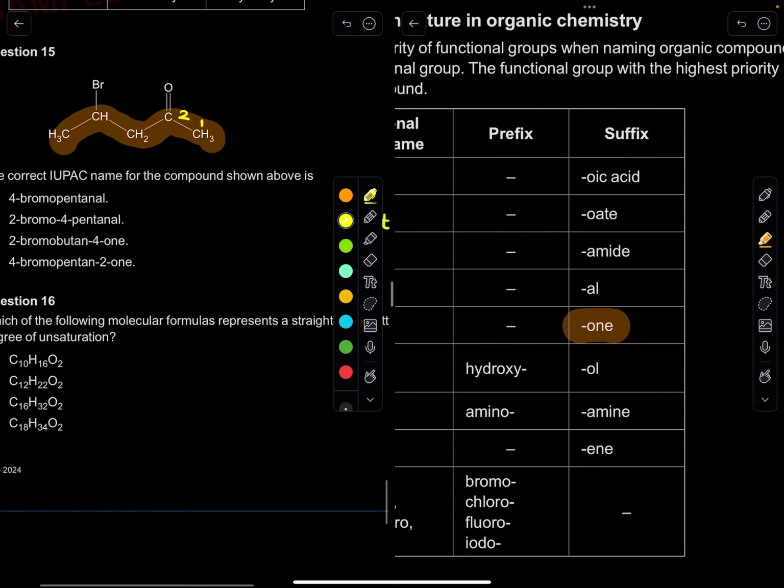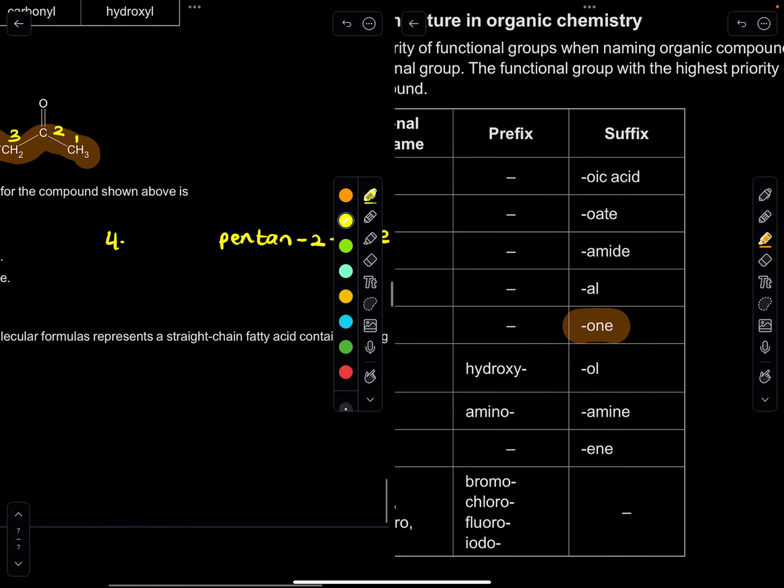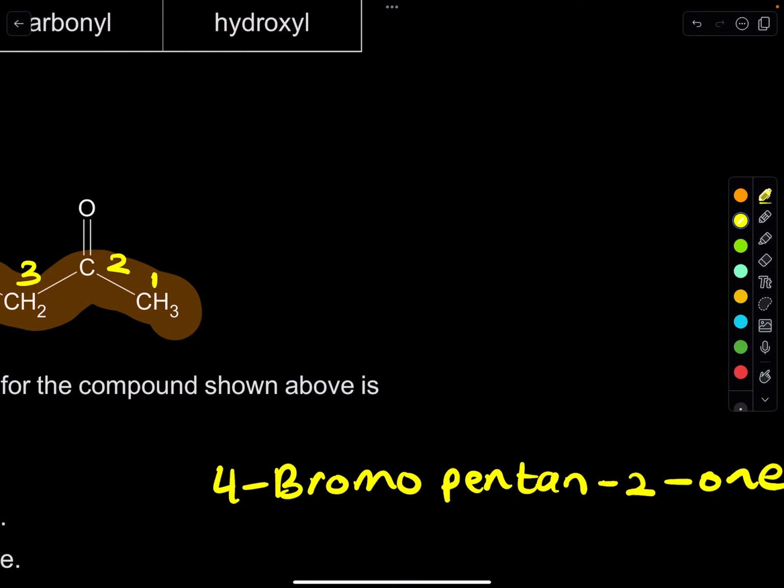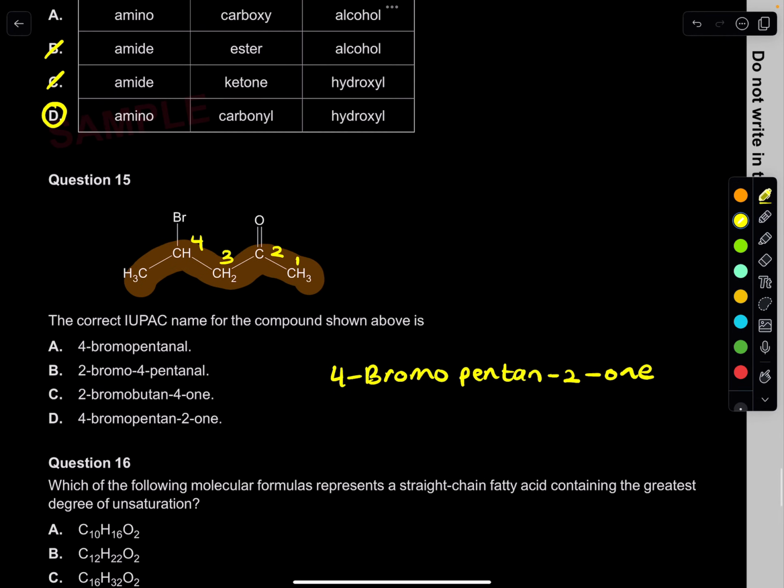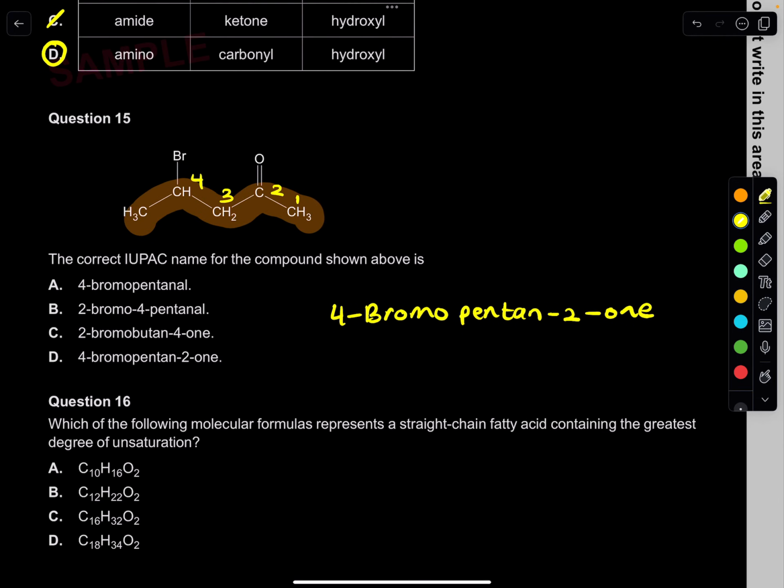And where does that bromine occur? So 1, 2, 3, 4. 4-bromo. It'll be in front of it, so it will be 4-bromo. Perfection right there. So it has to be that: 4-bromopentan-2-one, which looks like D is our answer.